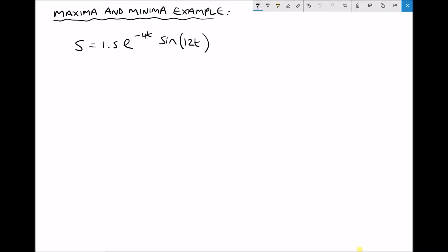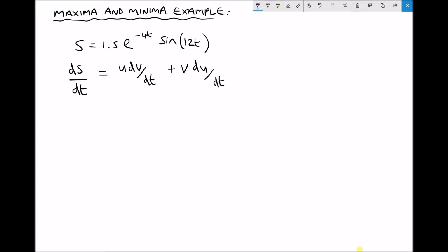Okay, so the first stage in this problem is to find our first order derivative, or ds by dt. Note that as s is a displacement, ds by dt is the velocity. Now what we have here is a product of two functions, so we're going to need to use the product rule. And the product rule states that ds by dt equals u dv by dt plus v du by dt.